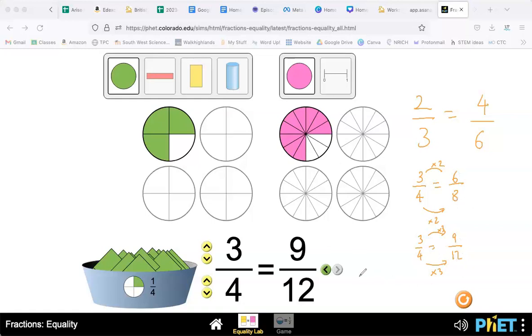And you can do this with anything. So say we do 3/4 and this time we multiply it by 4. We'd have 12. 4 times 4 is 16, 12/16. So this is the whole idea of equivalent fractions.